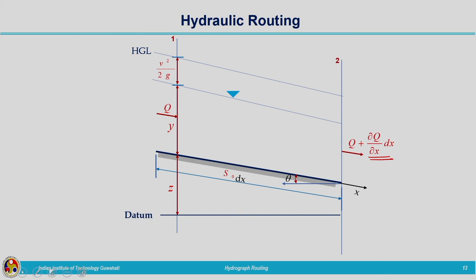That is, there are certain changes taking place as it travels from section 1 to section 2. That component is getting added to Q. Depending on the type of storage, it can be a negative or positive component. In general, we are writing the outflow as Q plus del Q by del X dx. Coming to the water surface slope, it is represented by SF. We have the bed slope of the channel represented by S naught, and the water surface slope represented by SF. I am not going to give a detailed explanation of the channel geometry.